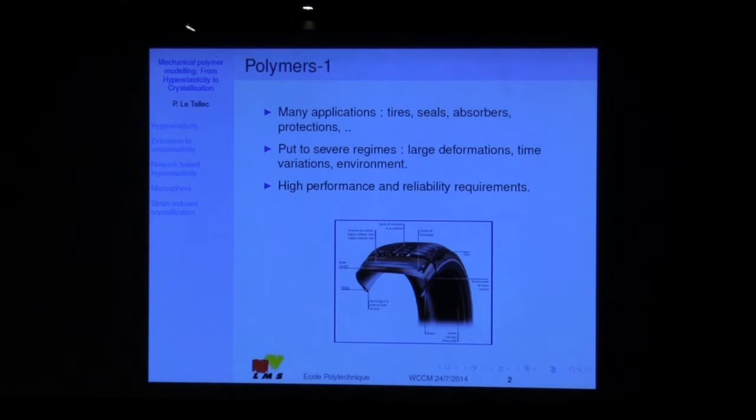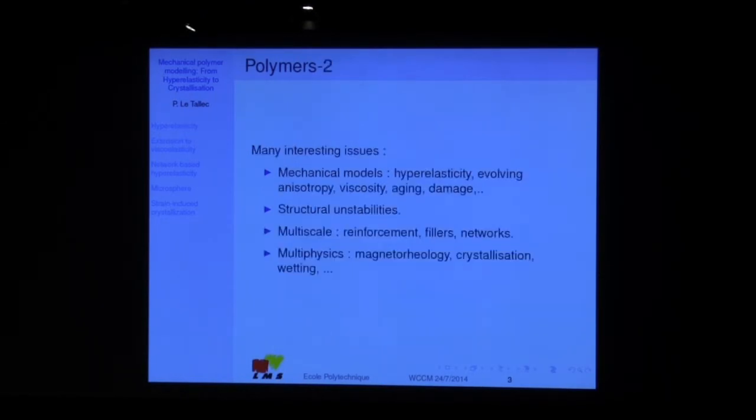For a scientist, a polymer is interesting because, first, of the mechanical models that it requires, going from large deformation elasticity, but adding evolving anisotropy, aging, viscosity, crystallization, or damage. Of course, the next interest is that it has built-in a lot of structural instabilities that you must cope with, provoke, or accept.